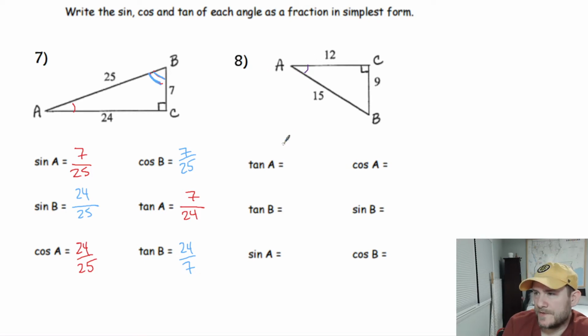All right, let's do the rest. So for this one, they want the tangent of A. So that'll be opposite over adjacent, 9/12. But dividing both of those numbers by 3 gives us 3/4. Now for cosine of A, again, still A here. Adjacent is 12, and hypotenuse is 15. So 12/15 seems fine, but we can reduce it. Dividing by 3 gives 4 over 5.